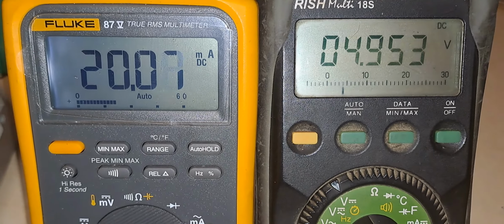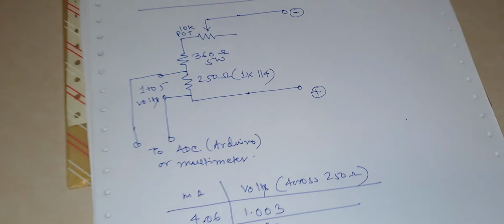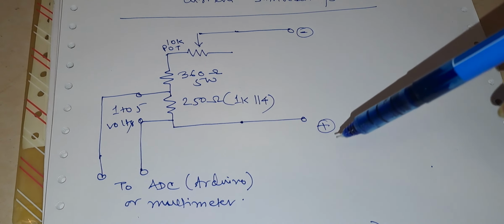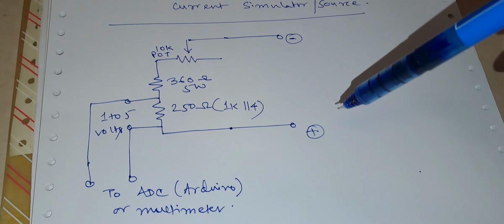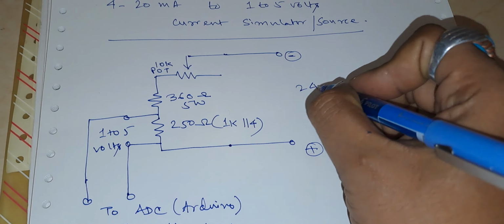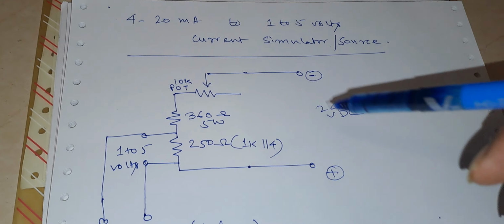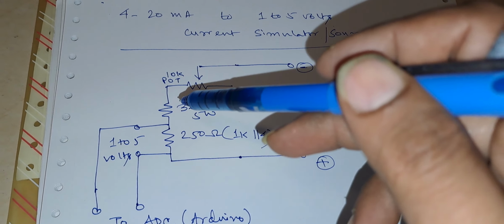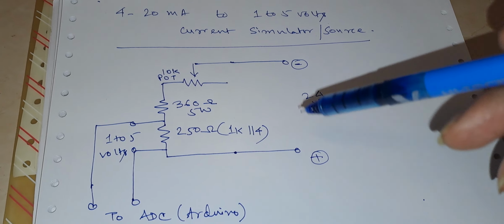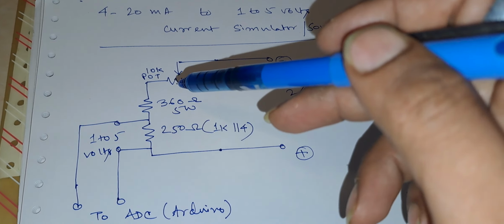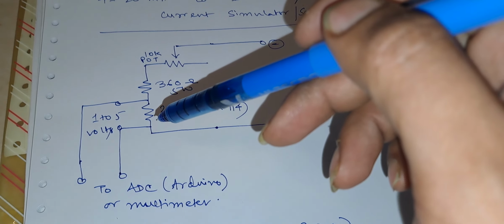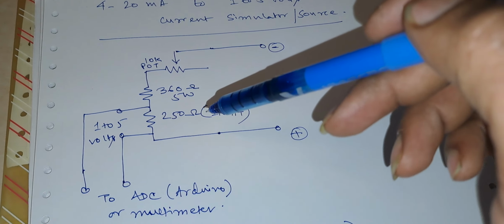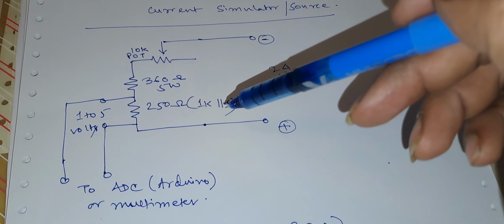So let us discuss the circuit. This is the circuit diagram. This plus supply of 24 volts DC is connected to 250 ohms, via 360 ohms to a 10 kilo ohm pot to the ground. As the current flows in, the 4 to 20 milliampere current will create a voltage drop of 1 to 5 volts DC across this 250 ohms resistor. I don't have 250 ohms, so I have connected 4 1 kilo ohm resistances in parallel.